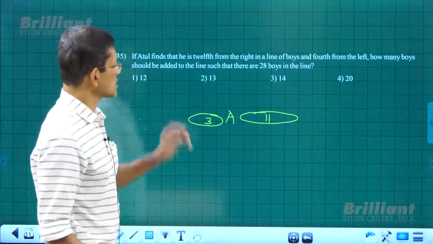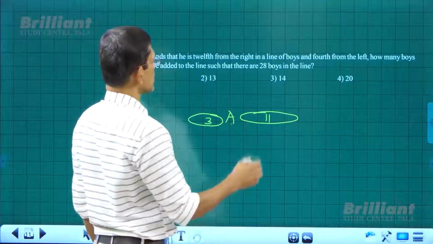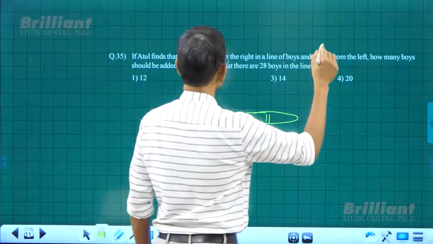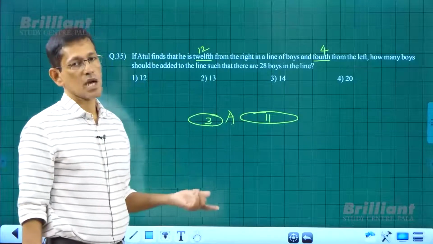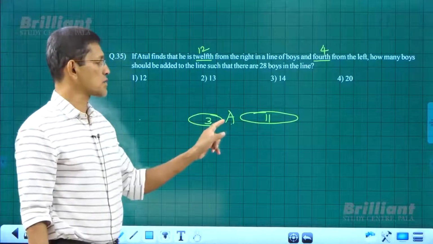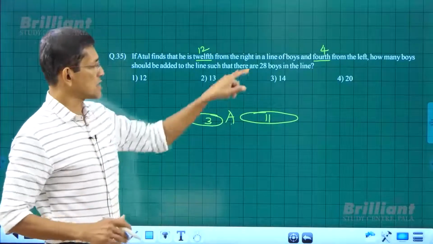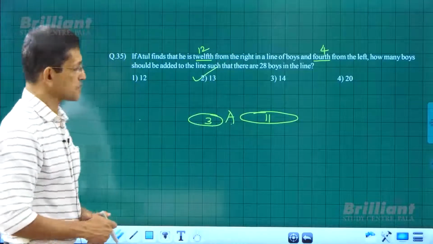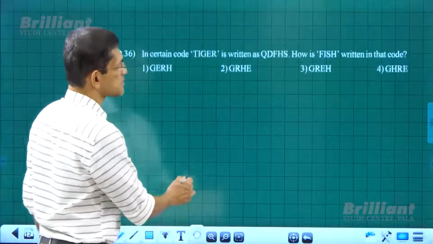So ultimately, you can take it this way: 3 plus 1, 4, 4 plus 11, 15. Or you may take it this way: 12 plus 4, that is 16. That means if you take 12 plus 4, Atul is added 2 times. So 12 plus 4 is 16, minus 1 is 15. Anyway, we have 15 boys and we need to get 28. So how many must be added? 13 must be added. So the answer is 13.